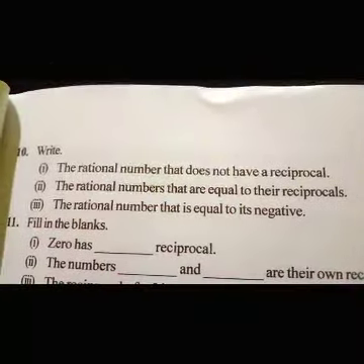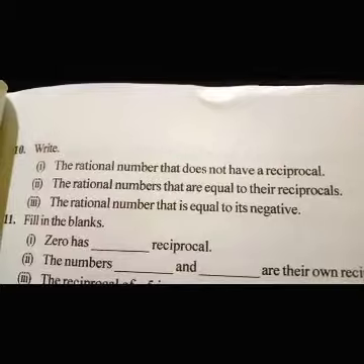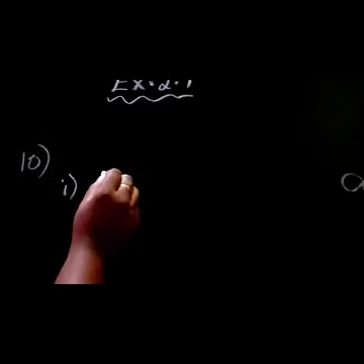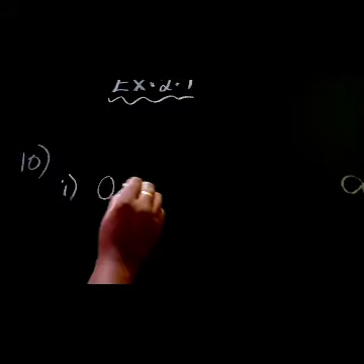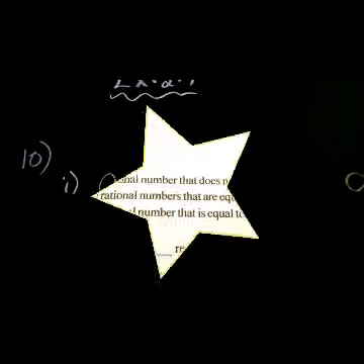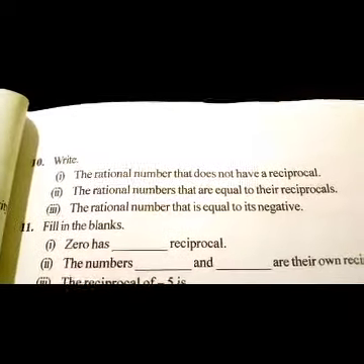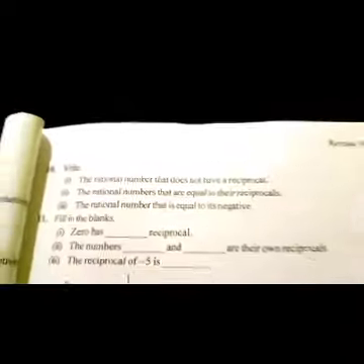In 10th, first question is the rational number that does not have a reciprocal. The reciprocal of A is 1 by A. But reciprocal of 0 is not defined. In second one, the rational numbers that are equal to their reciprocals.